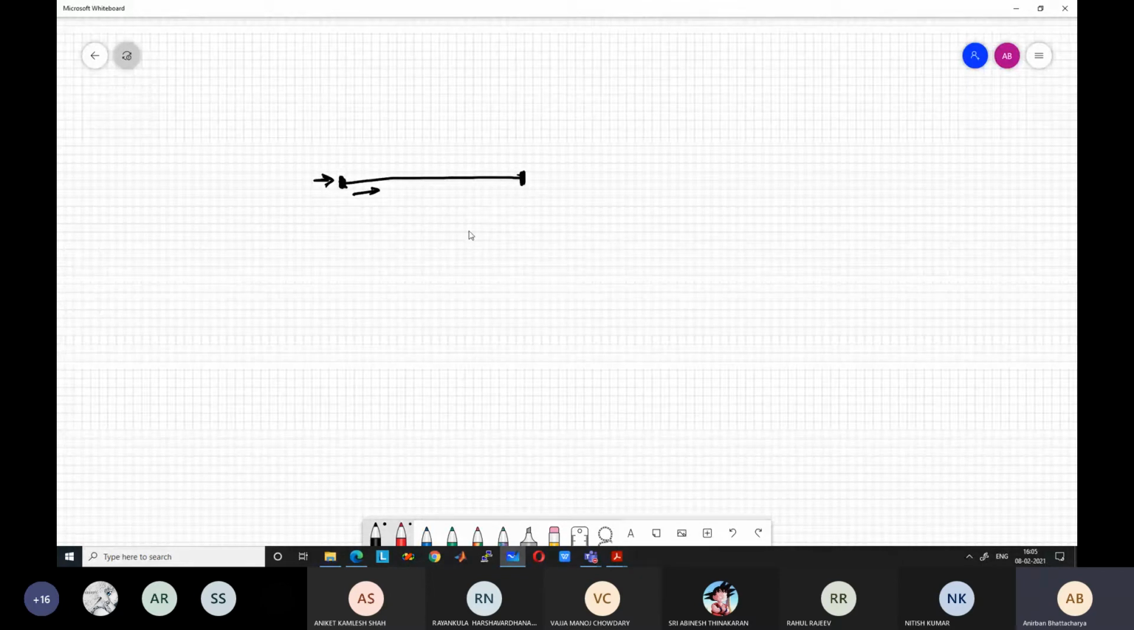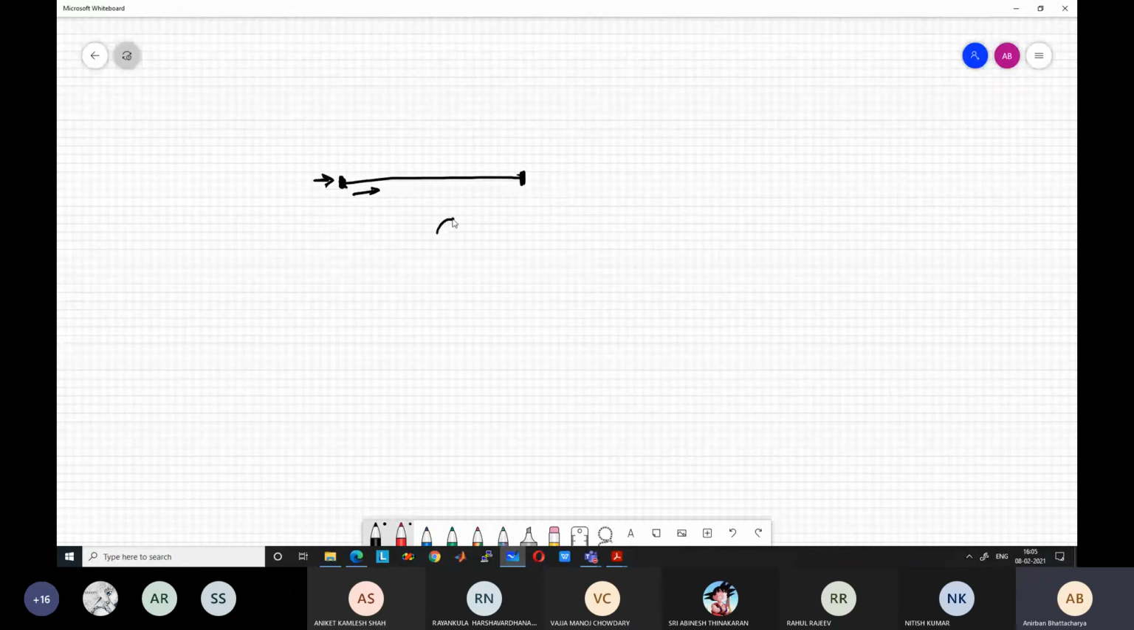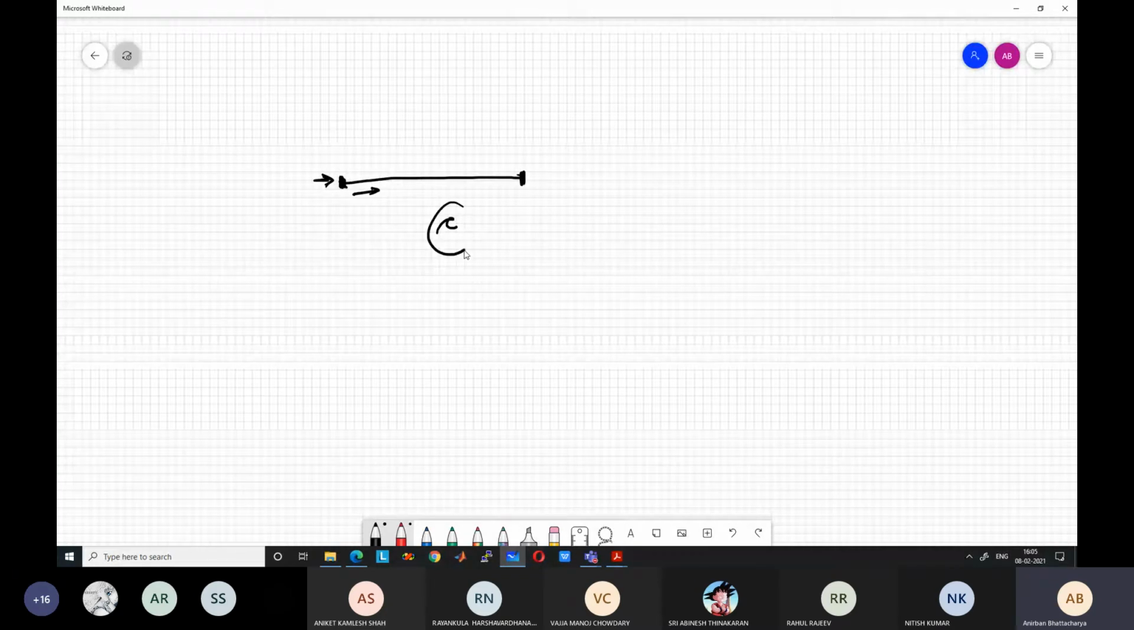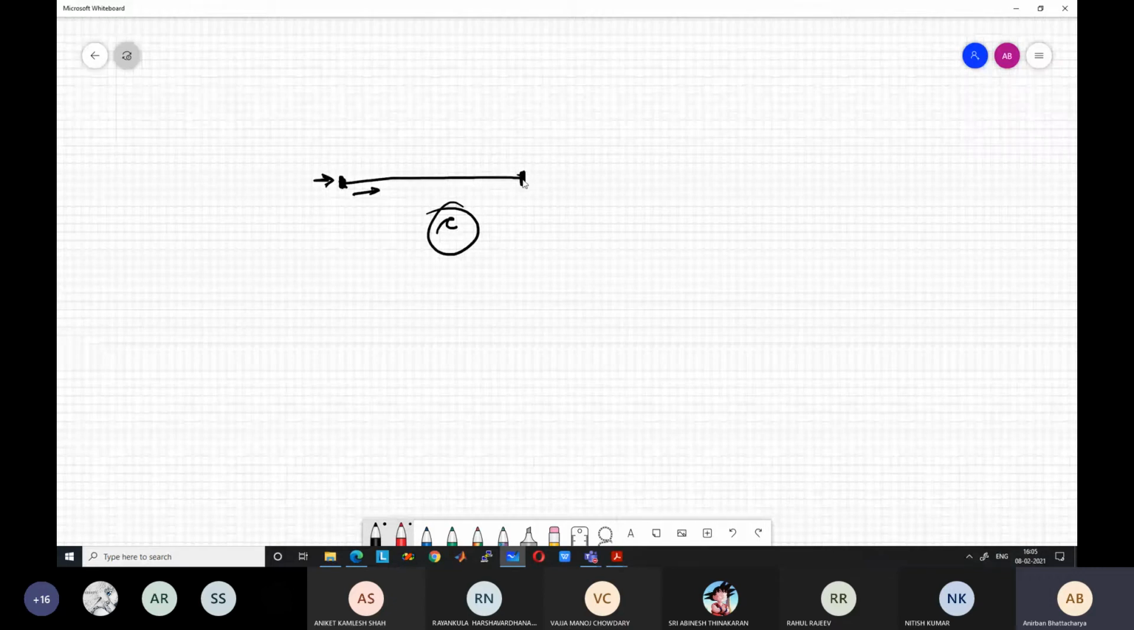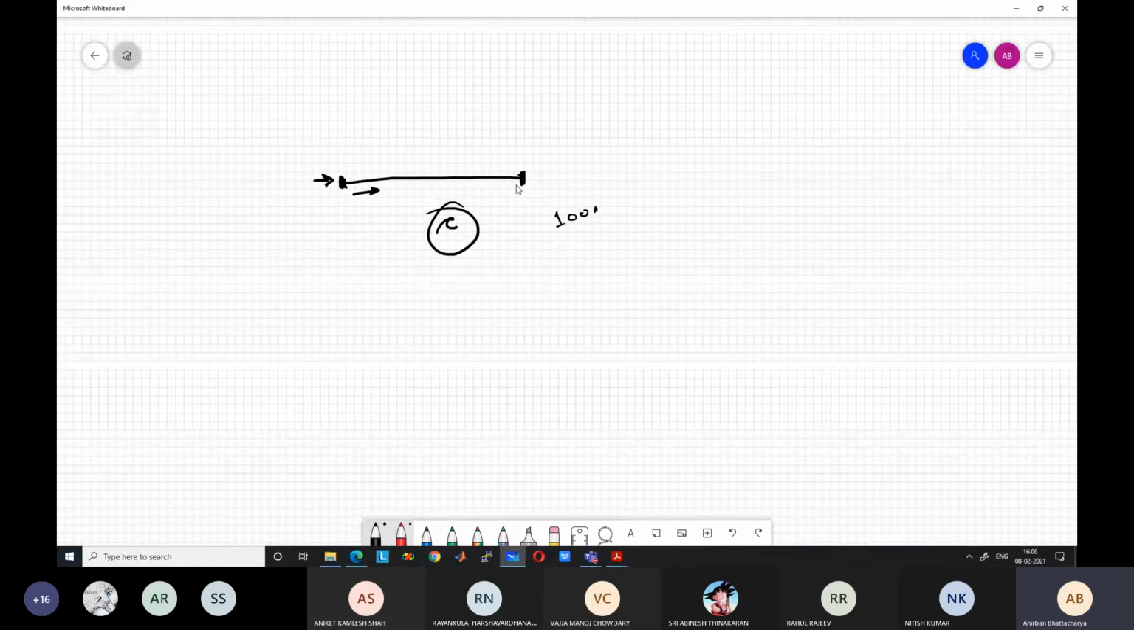So in steel the speed of sound is different, it is around 5 kilometers per second. So if the rod is 500 kilometers long, the other end will start moving after 100 seconds. Okay, if the rod is only 1 kilometer long, the other end will start moving after 0.2 seconds. Okay, so sometimes this type of puzzle is also asked.